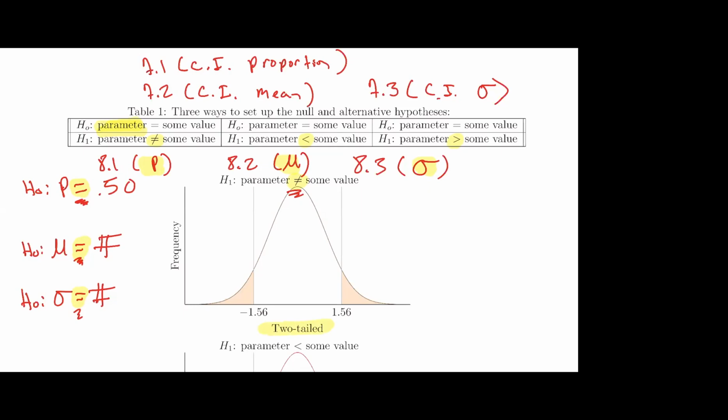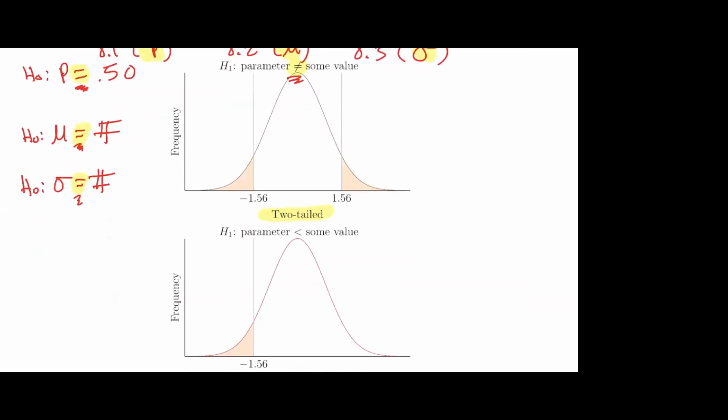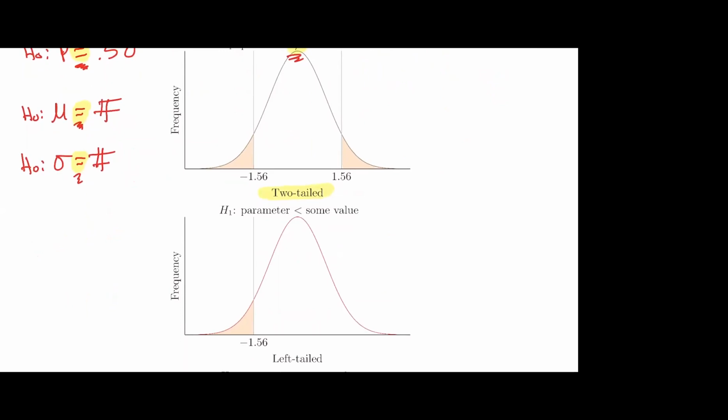Everybody good for not equal to? All right. Up next, we're getting into less than. Less than is over here. The keywords that you want to look for with less than are less, smaller, decrease. All of these words are telling us that we don't think it's 50%.